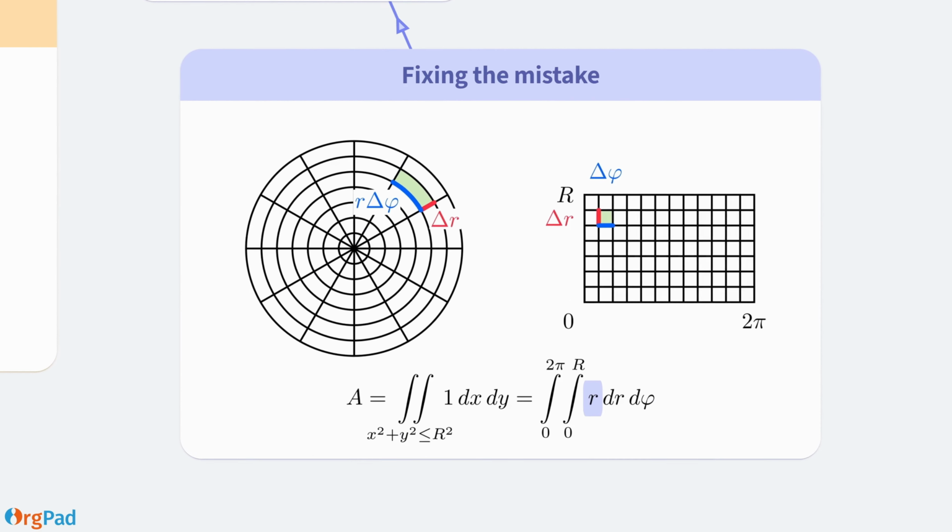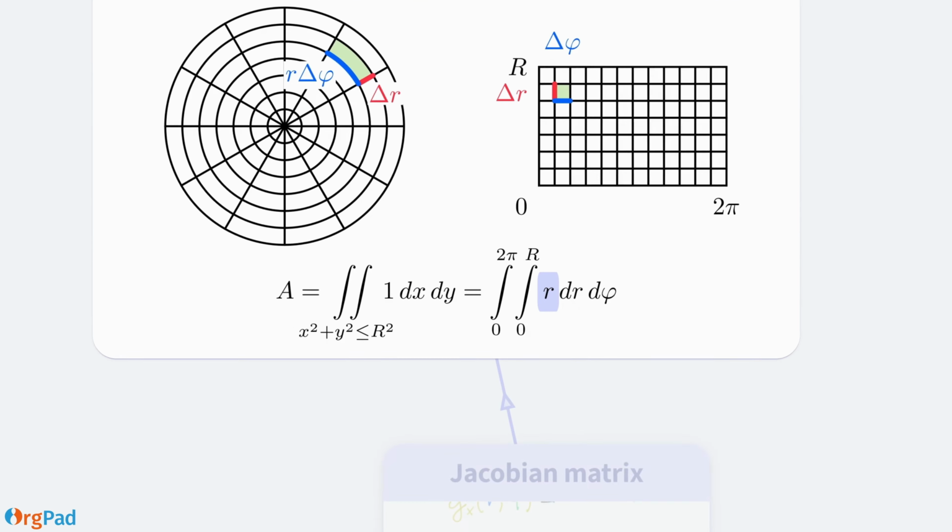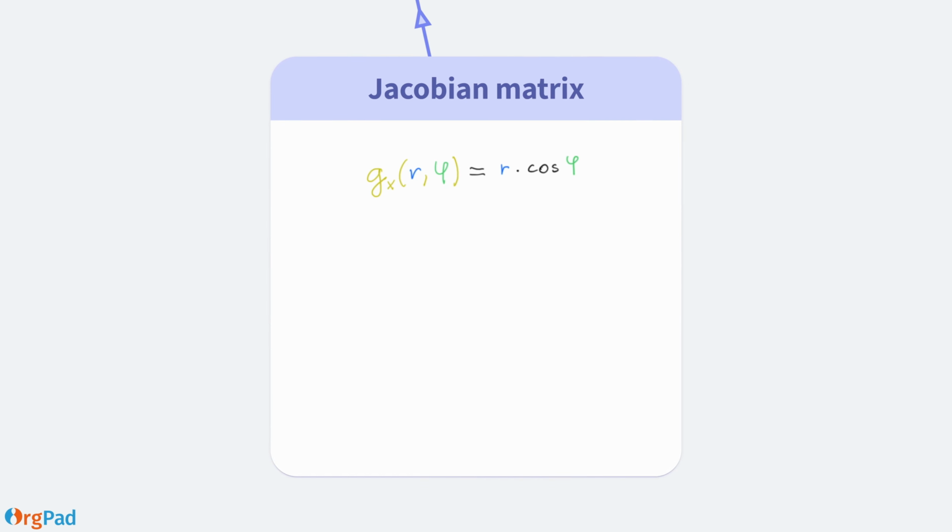Let's return to the starting example of the polar coordinate substitution used to compute the area of a circle. For polar coordinates r, phi in the rectangle, the coordinates x, y in the circle are described by two functions. The coordinate x by the function g_x equal to r times cosine phi, and the coordinate y by the function g_y equal to r times sine phi. So the substitution consists of two functions g_x and g_y of two variables.